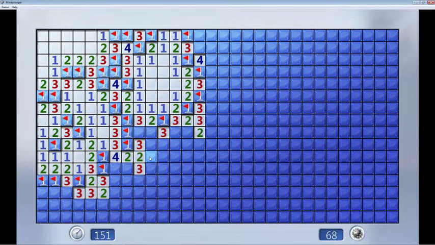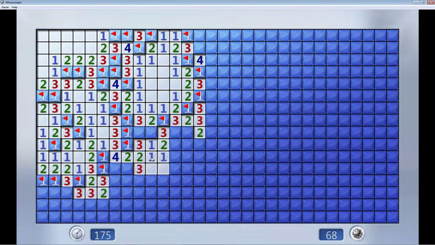We can clear out these 2 cells because looking at this 3, 2 of its mines are here. Its 1 remaining mine is going to be either here or here. It's indicated by this 3 and this 2 over here. So we can clear out these 2 cells around it. And then similarly, we can clear out these 2 cells because the mine that belongs to this 1 is either here or here.